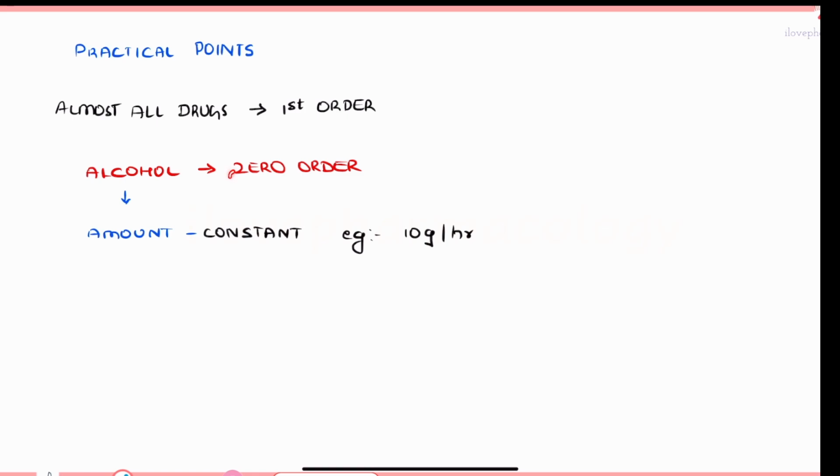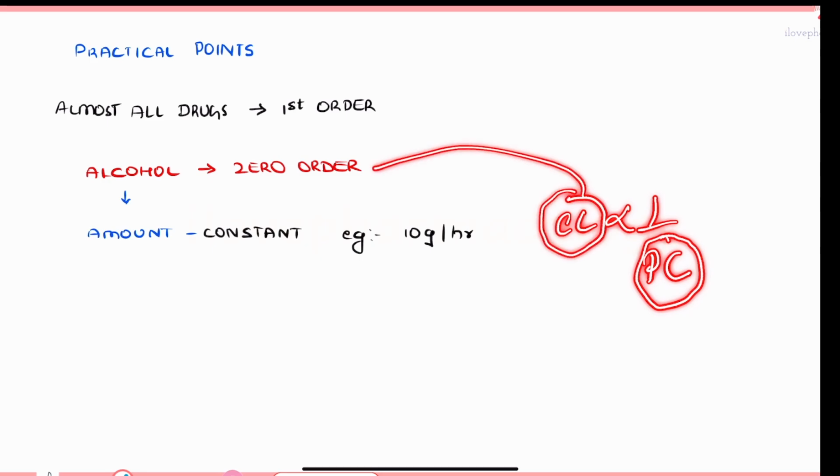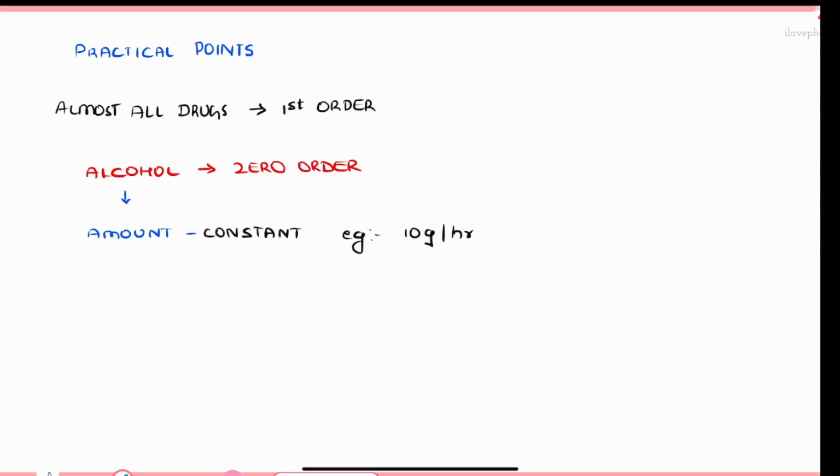So because of the zero order, clearance will be decreased, and clearance, as you know, is inversely proportional to the plasma concentration. As the alcohol intake increases, the clearance will decrease. That's why it follows the zero order kinetics.